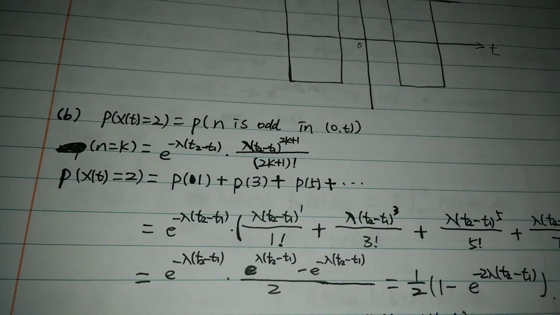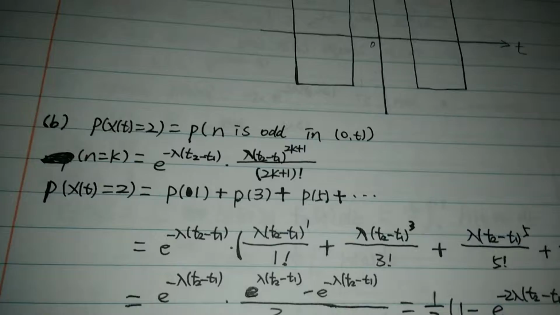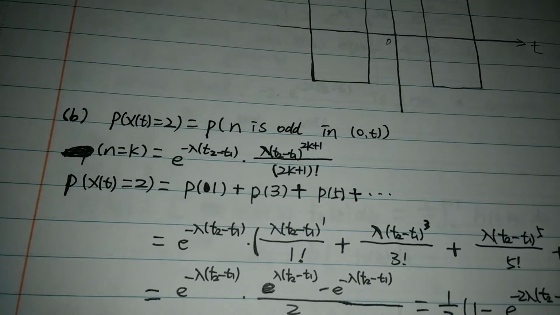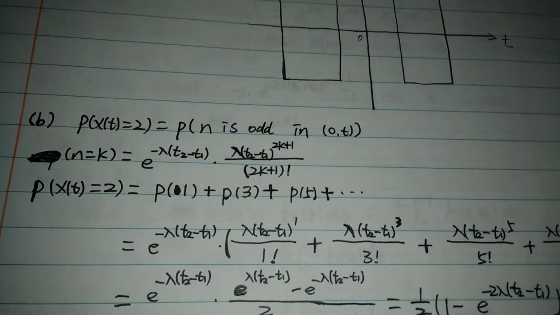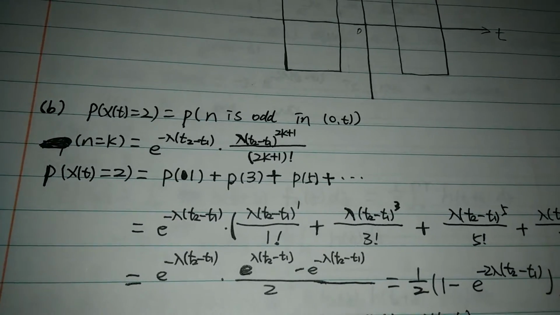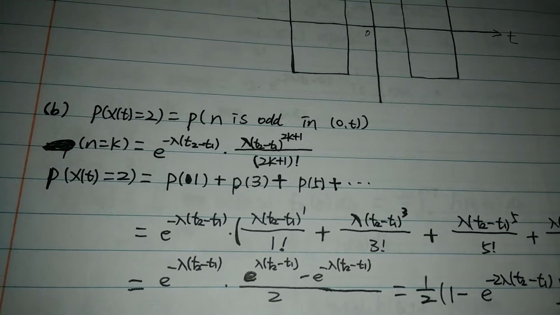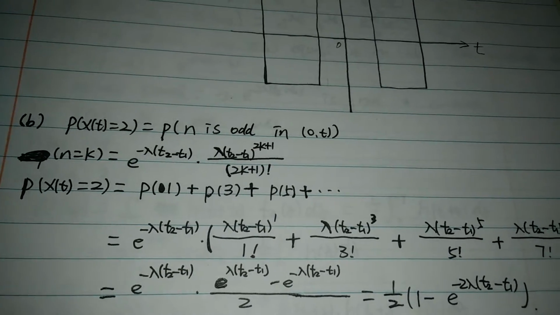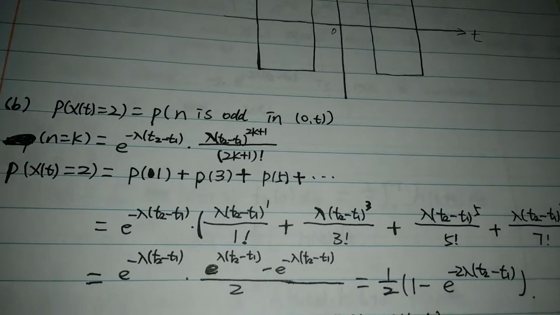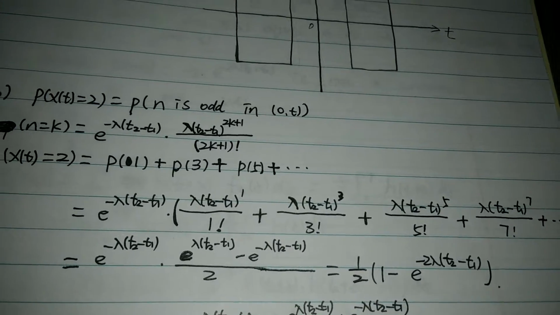Question B, we can find that the probability of X(t) equals 2 equals the probability of N is odd in interval 0 to t. So we can get the probability of X(t) equals 2 equals probability of 1 plus probability of 3, probability of 5. So we can get it equals the sum.